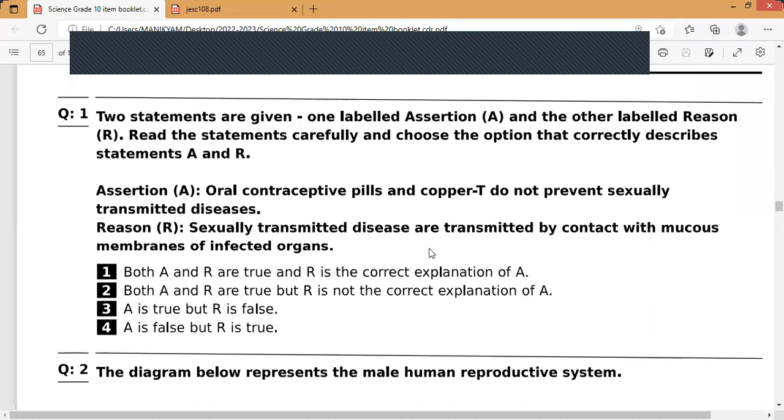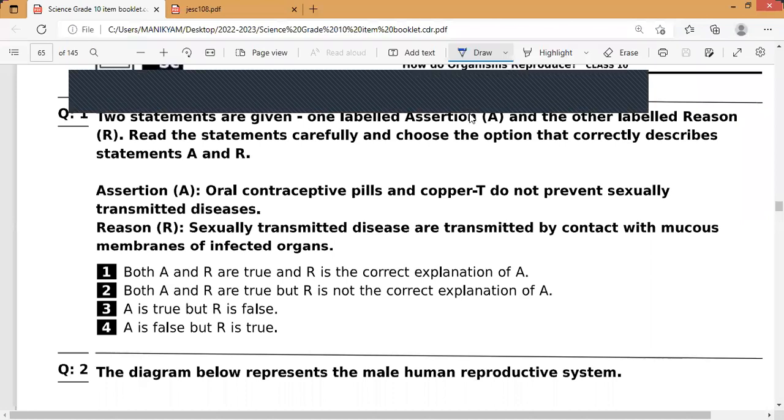The first one: oral contraceptive pills as well as copper T do not prevent sexually transmitted diseases. Is it true or not, everybody? Yes, true. As we all know, in birth control methods we have three different kinds of methods. The first one is the barrier method, the second one is the chemical method, and the third one is the surgical method.